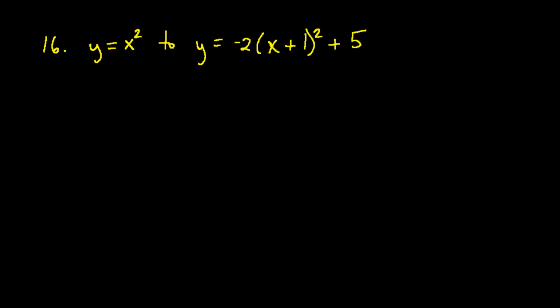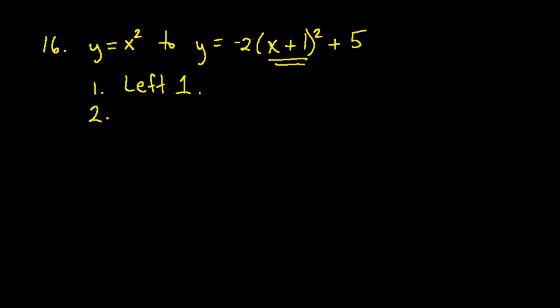The next question is a transformation. They just want us to describe how we would move the graph y equals x squared if it was to move to y equals negative 2 times (x plus 1) squared plus 5. So there's actually 4 transformations going on here. The first transformation in this graph is a horizontal shift. And because we have a plus 1, it's actually moving to the left 1. So that's the first transformation.